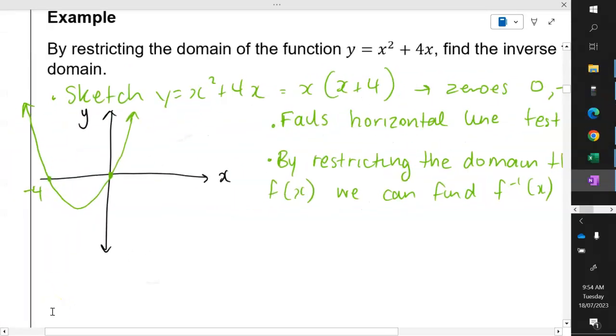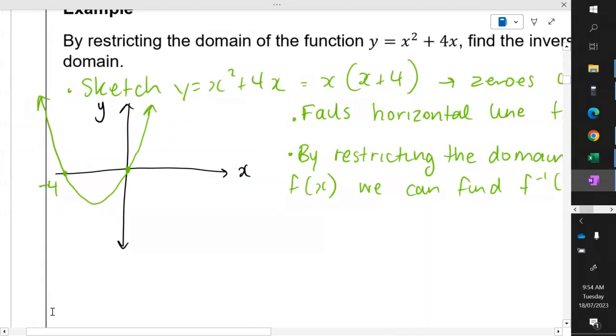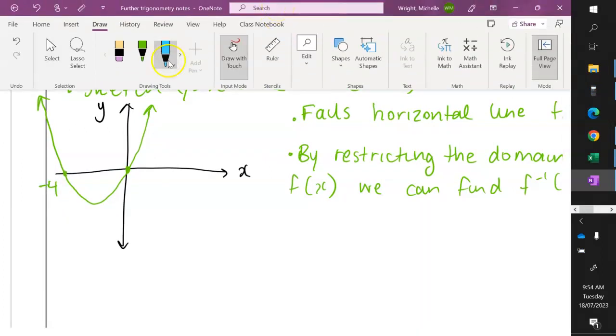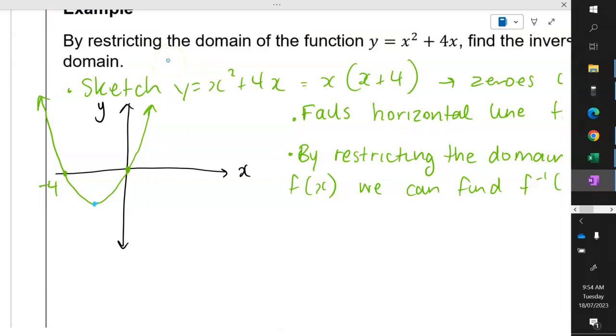Okay, so the reason why we needed to draw it was to get an idea of what this looked like, but we also want to have a look at the turning points in here, because the turning point is going to be the point about which we're going to look at the restriction. Because when we have our turning point here, which is going to be, what have we got? It's going to be minus 2. Sorry, not minus 2. It is, but that's going to be minus 4 there. Okay. So the turning point is going to be the point about which we're going to restrict our domain.